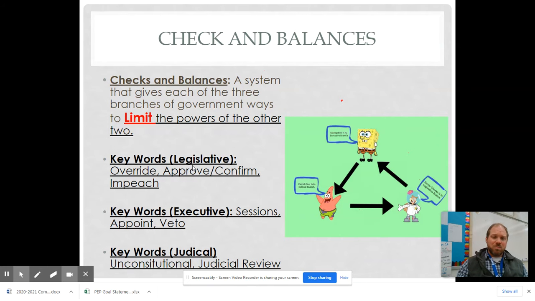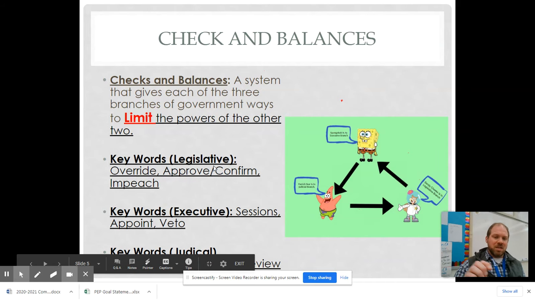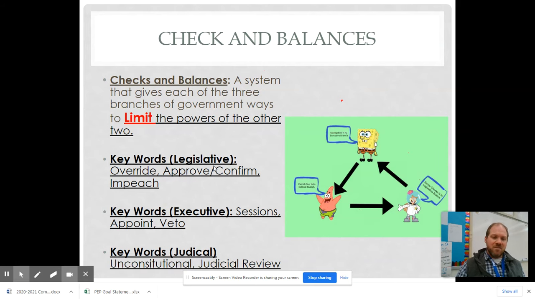Key words for the legislative branch would include override, like overriding a president, approving and confirming. They do that with presidential appointments, or the legislative branch can impeach the president. They can also impeach a federal judge or a justice of the Supreme Court if they do something really wrong. Keywords of the executive branch I want you to write down are going to be session, appoint, and veto, because these are kind of the things that the president is allowed to do. He also administers the federal bureaucracy, but again, we'll talk about that later when we get to the executive branch.